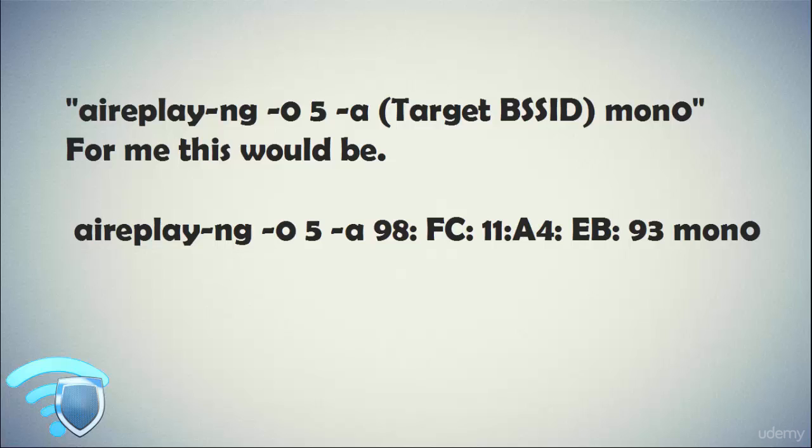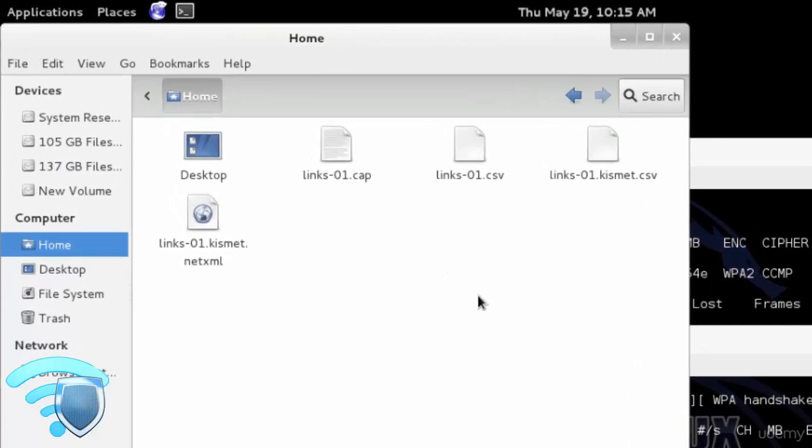To do this, open another terminal window and type aireplay-ng -0 5 -a target BSSID mon0. Like for me, here it is: aireplay-ng -0 5 -a BSSID mon0. If you see this in the root directory, we have successfully captured a WPA handshake.